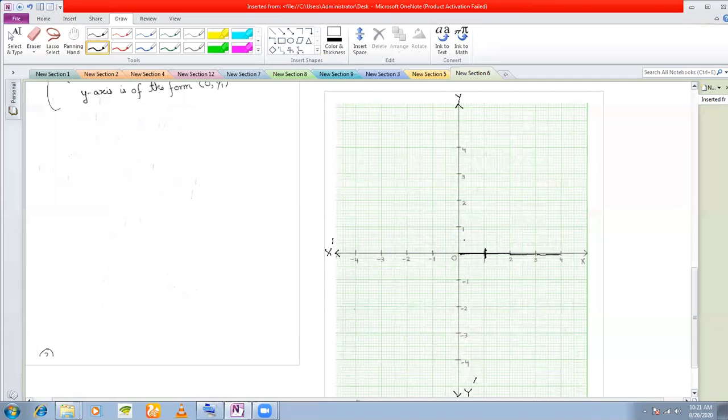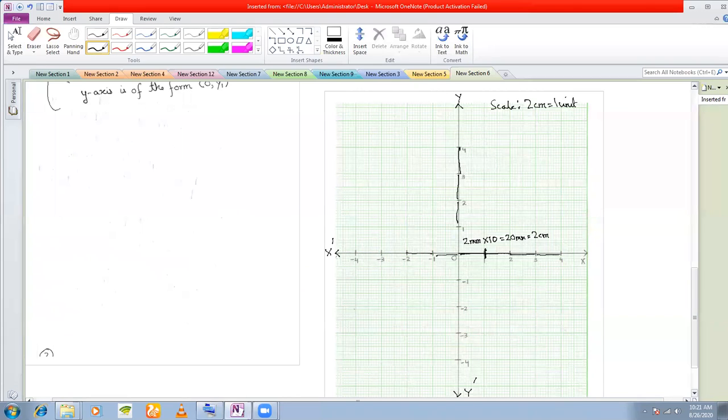From 0 to 1, each square has side 2 mm. And how many squares have I taken? 10 squares. So this is 20 millimeter. And you know 20 millimeter is 2 centimeter. So each of this length is how much? 2 centimeter. Right? Each of this length. So my scale here would be 2 centimeter is equal to 1 unit.